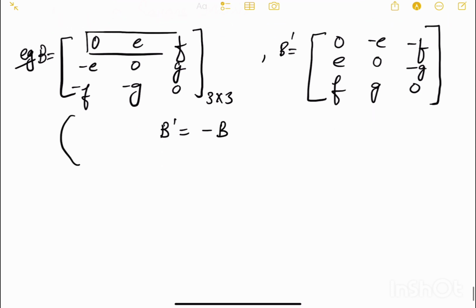Now just observe that my B dash is equal to minus B. That is, if I multiply this matrix with a scalar minus 1, this is nothing but my B dash. So this is the case of skew symmetric.